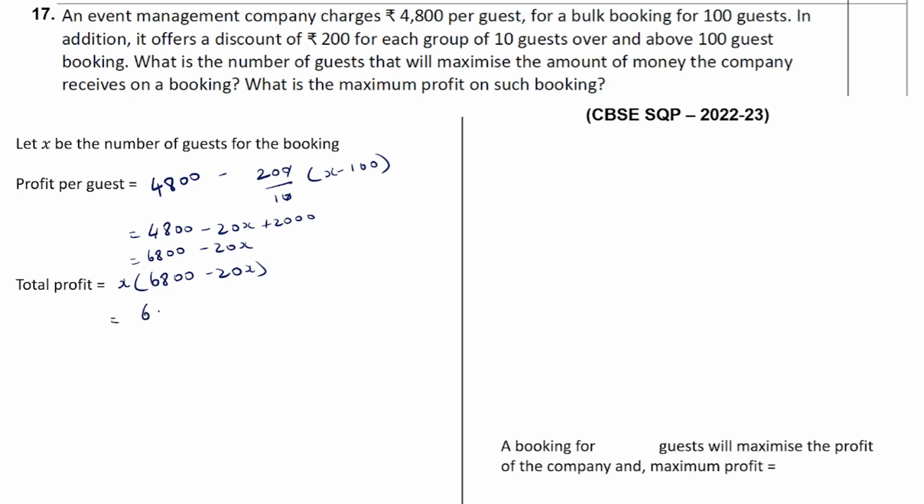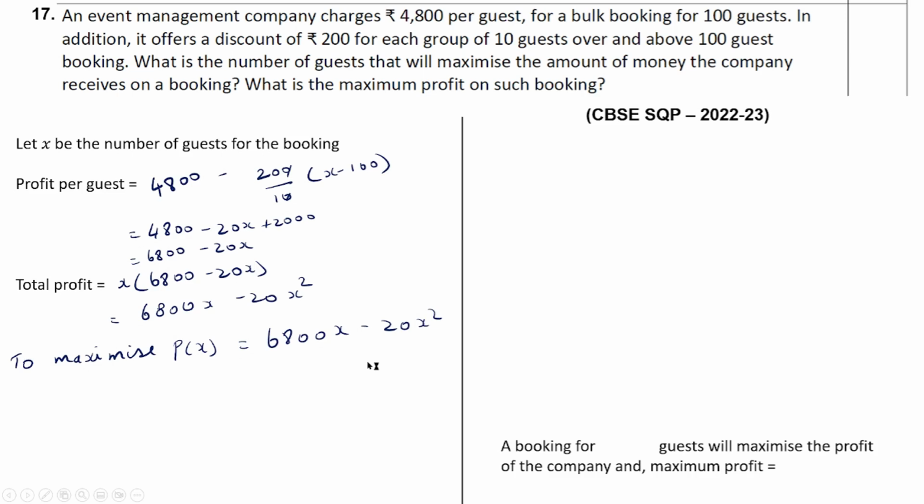So this is 6,800x minus 20x square. So this is the profit function. We have to maximize P of x equal to 6,800x minus 20x square. So after this, it is very easy.